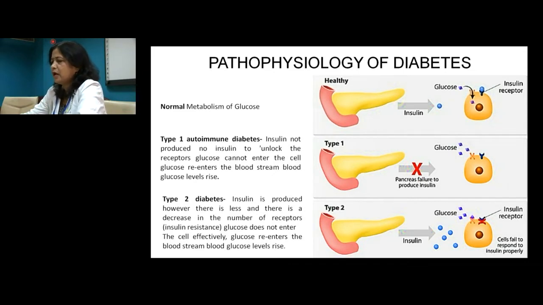Now, the second picture is type 1 or autoimmune diabetes: insulin is not produced, that means there is no insulin to unlock the receptor, glucose cannot enter the cell, glucose re-enters the bloodstream, and blood glucose level rises. And the third picture is type 2 diabetes: insulin is produced, but there is less, and there is a decrease in the number of receptors, that is insulin resistance. Glucose doesn't enter the cell effectively, glucose re-enters the bloodstream, and blood glucose level then rises.